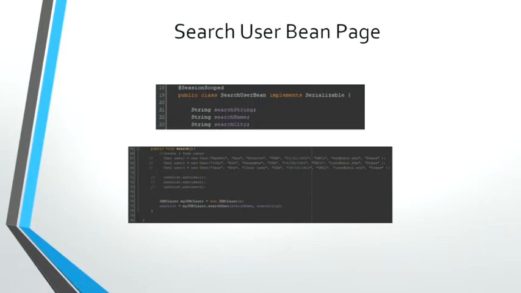Here is a screenshot of our search user bean page. What this page does is connect the front end HTML inputs to the JDBC layer, which will then connect it to the main database.